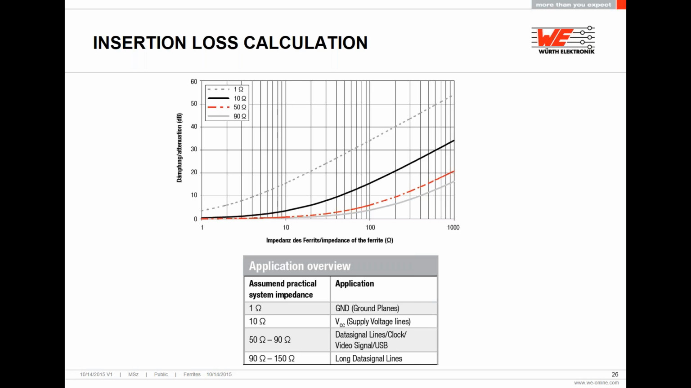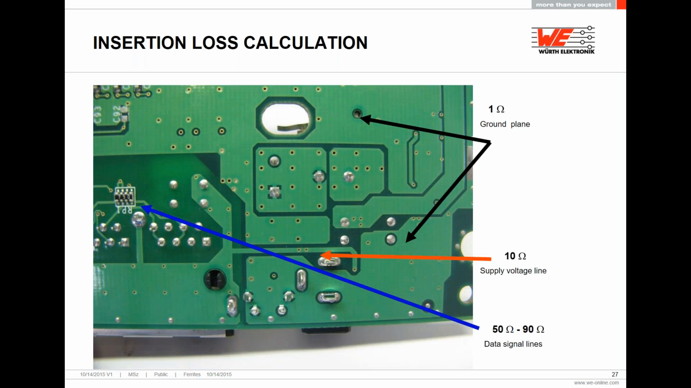So how do you know what type of application to use? Well, you know your board already. You know where the data signal lines are on your board, you know where the ground planes are, and you know where the supply voltage lines are. Again, in this picture, you can see approximated values of impedance for each stage of your circuit. The ground planes are identified with black arrows, the supply voltage line is pointed with a red arrow, and you can see the data signal lines pointed with a blue arrow.